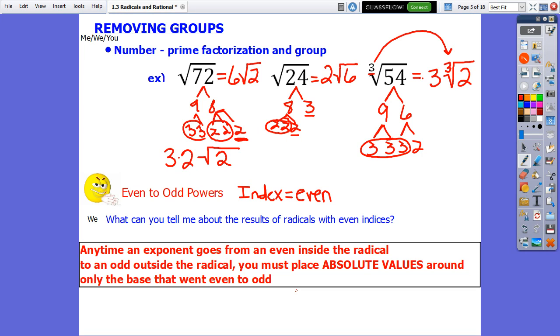So what we want to make sure to do here is anytime we go from an even exponent inside the radical to an odd exponent outside the radical, you must put absolute values around the base that went even to odd. Okay, now that's me saying it, and it doesn't make a lot of sense. But let's say I have a variable where I'm not sure what the value is, but I do know the square root of it. So in other words, the result of this, whatever my answer is, has to be positive. Has to be. Because I have an even index, and the result of an even index has to be positive. So whatever answer I get better be positive, okay?